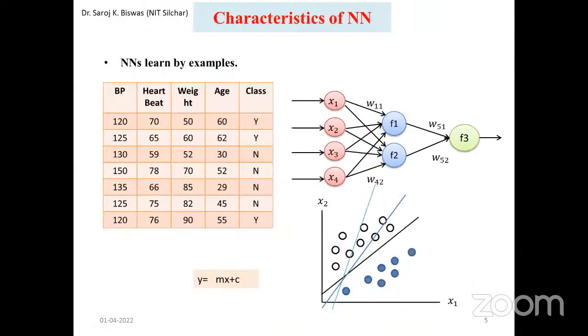Now we should see the characteristics of neural networks. What are the characteristics? Neural networks learn by example. Already we have talked about this. We can have a number of examples. Based on these examples, the algorithm can be trained, and linear discriminant functions can be trained, and these can be used later to solve new problems. So from the examples it learns, right?